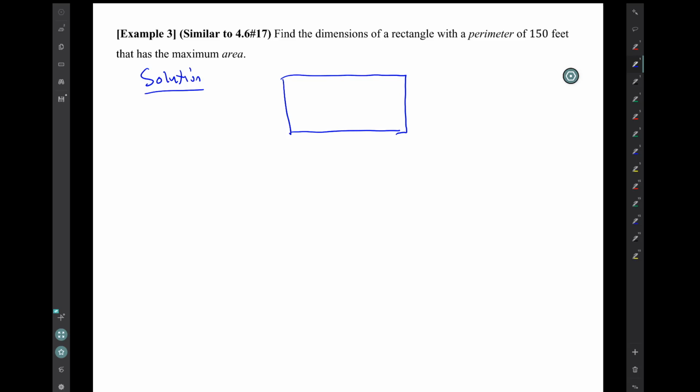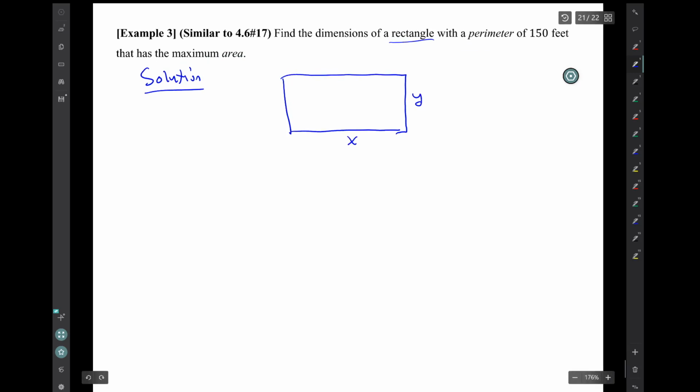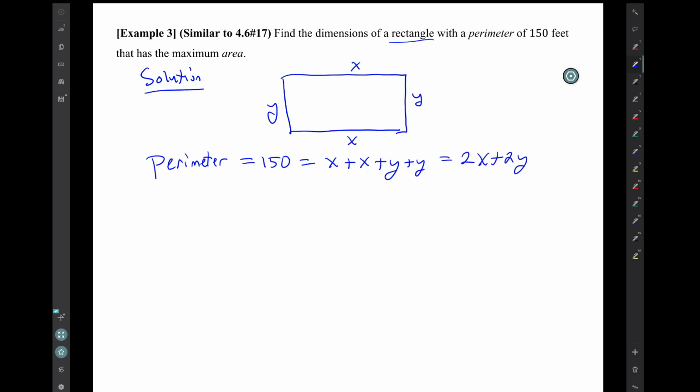Now, this problem mentions rectangle, but it mentions perimeter and area as well. So what can we do to this picture to make it possible to translate that stuff into mathematical terms? Well, let's just introduce some dimensions. With those labels, then, the perimeter is 150. But we know what that means. That means that 150 equals 2x plus 2y. And then area, what's that? So there's the equation for area.